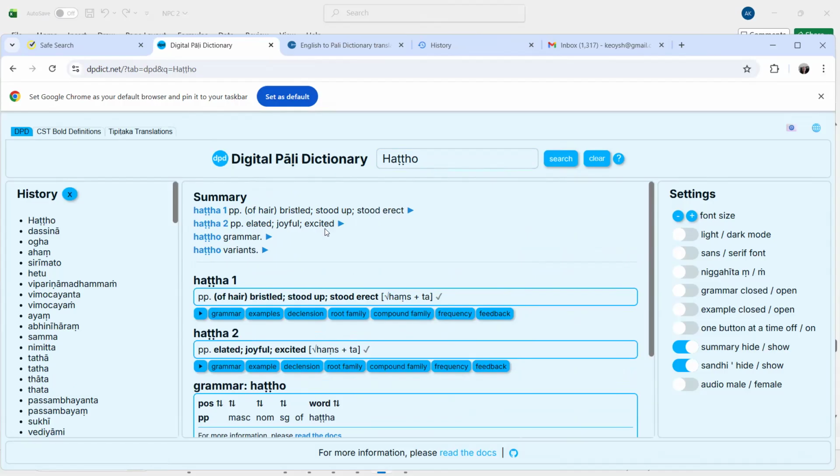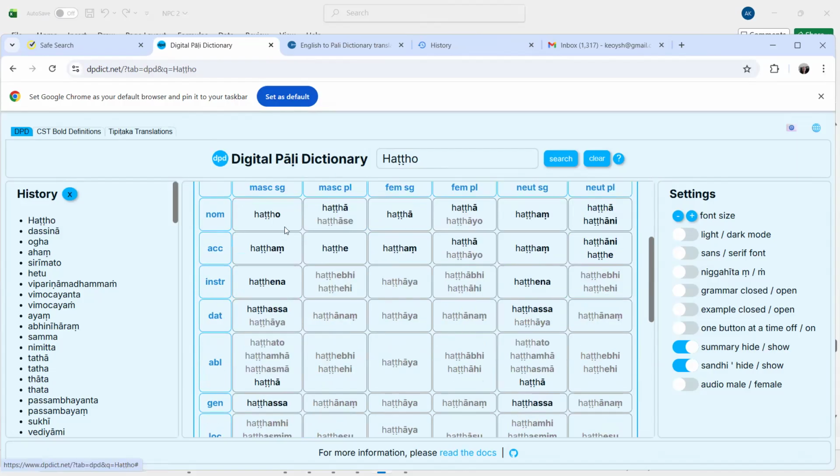Now, can you see the word here comes from hum plus ta. STA becomes TTHA. This is the one. So in this case, it is the same. Whether Hatta 1 or Hatta 2, it should be Hatta 2. So your declension is there. So Hatto is nominative.